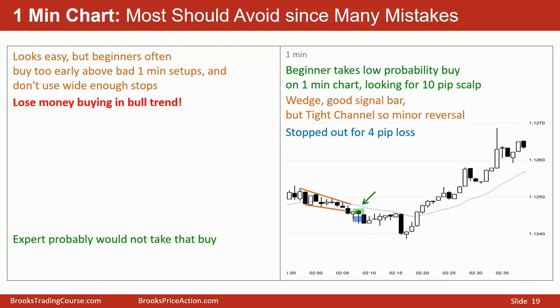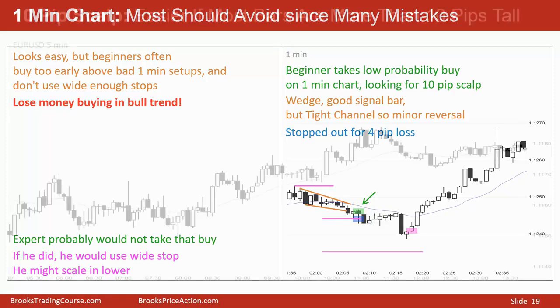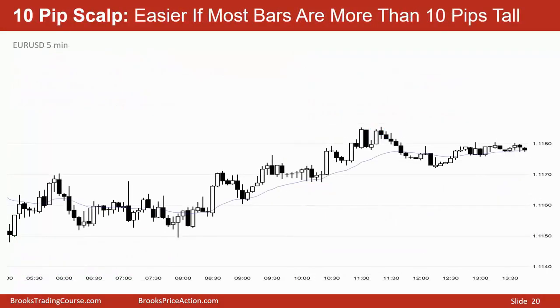Expert trader, he would not take that trade unless he was willing to use a wide stop. And that defeats the purpose of trading on the 1-minute chart. One of the reasons you're trading the 1-minute chart is to use a very tight stop. Expert trader, if he takes that buy, he's using a wider stop, maybe a measured move down, below a measured move down, and he's going to be scaling in. He'll buy more lower instead of getting out with the loss. And that's, I think, unreasonable to expect a beginner to be able to do.